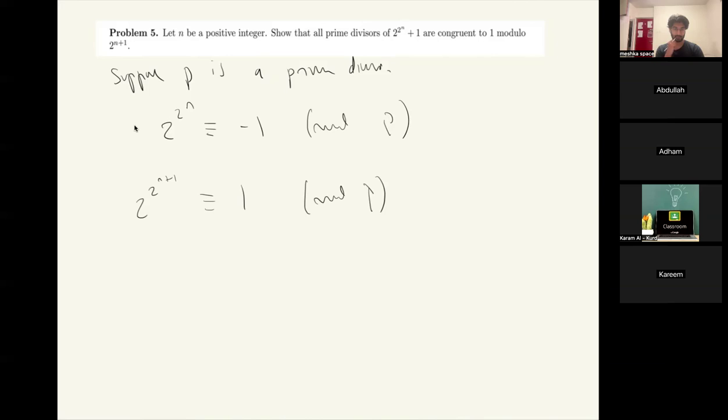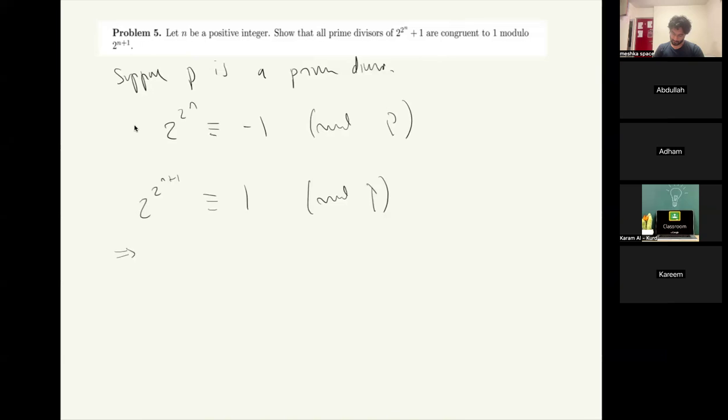And now we know that the order of... we should consider the order of something, but the order of what? The modulo what? The order of 2 modulo p. Right, so the order of 2 modulo p, what do we know about this? It divides 2 to the n plus 1.